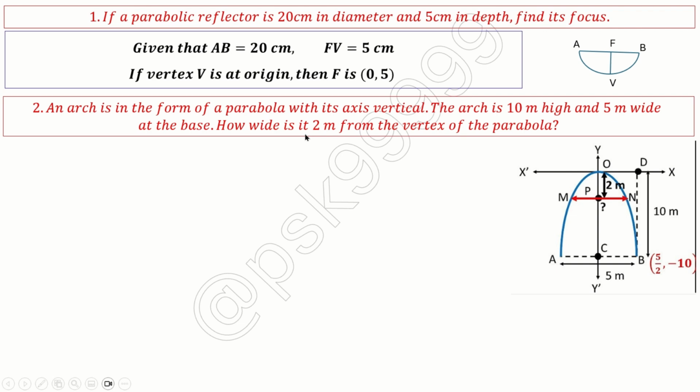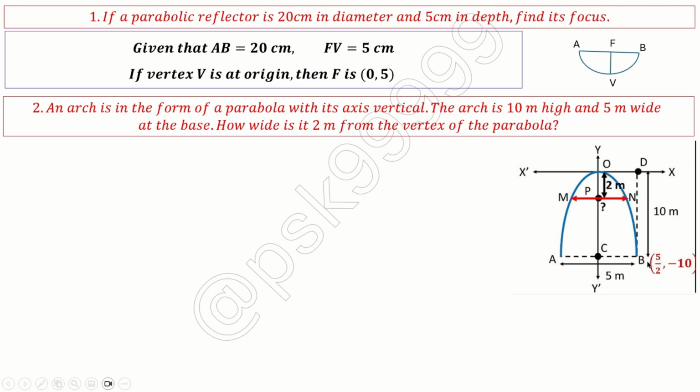Now, how wide is it, 2 meters from the vertex of the parabola? So how can you find that out? You need to first construct a parabola equation. Only then can you substitute whatever value you want, x value or y value, and get the other one. Here they gave the y coordinate, 2 meters below the vertex. You need to find the x coordinate, and the sum of those two x values, x minus x, is MN. So MN is what we need to find out.